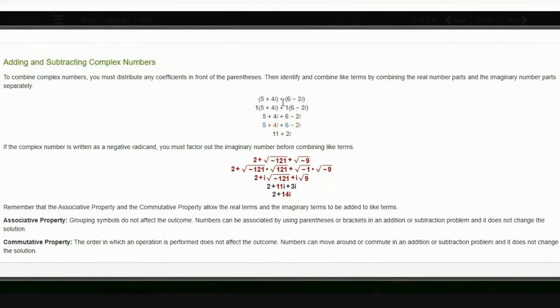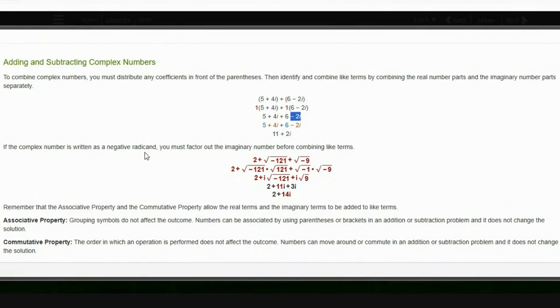Adding and subtracting complex numbers. The only important part to remember is real numbers can only be added to real numbers. Imaginary numbers can only be added to imaginary numbers. Then it gets real easy, as long as you remember that.